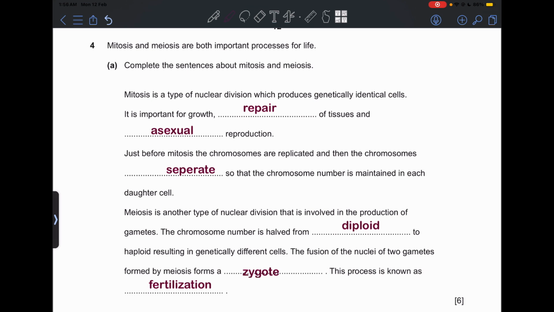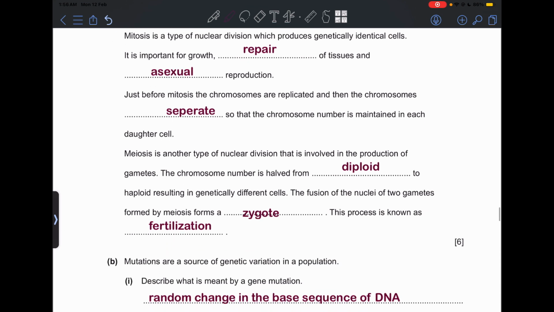So we know that mitosis is responsible for asexual reproduction. This is how it basically occurs, and also in humans, our cells divide by mitosis so that they can repair themselves. Just before mitosis, the chromosomes are replicated, and then the chromosomes separate so that the chromosome number is maintained in each daughter cell.